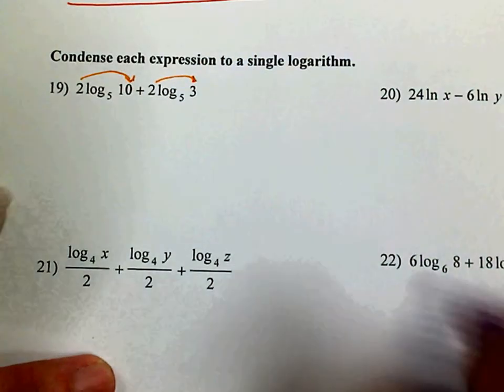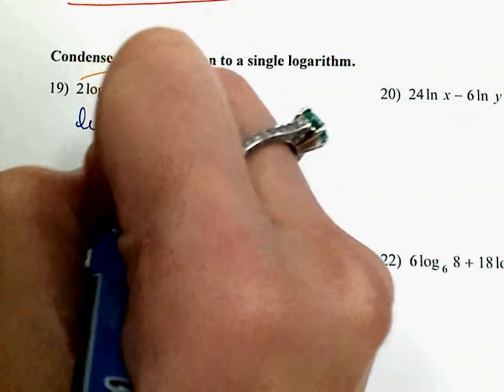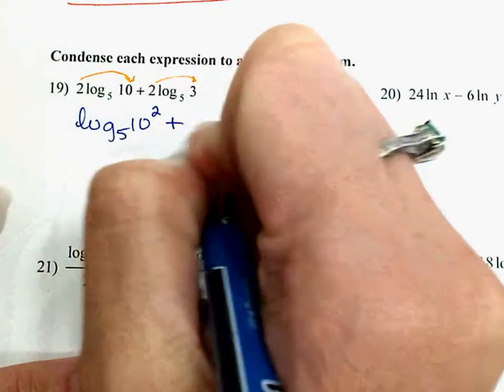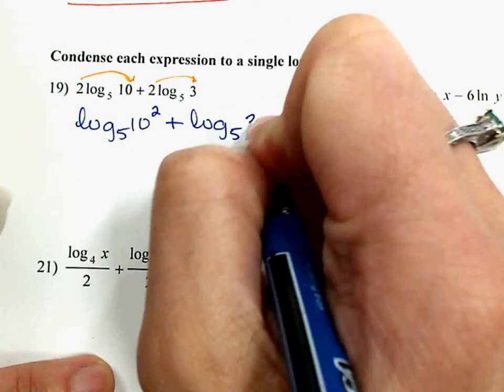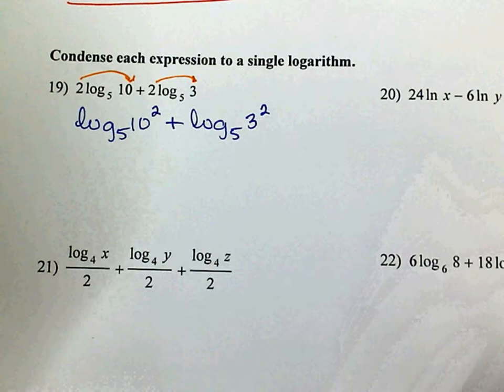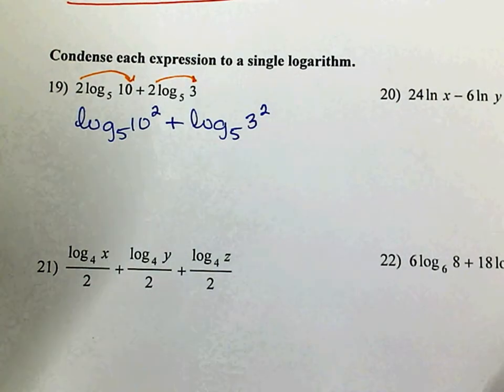So when you do, you have log base 5 of 10 squared plus log base 5 of 3 squared. Now, if you want to make it a 9 because it's 3 squared, that's fine, but that's not what I'm after, okay? This is what I'm after.